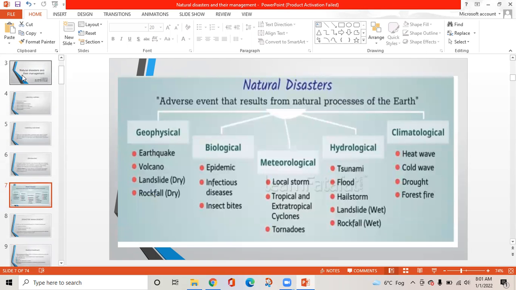This slide shows the types of natural disaster. There are geophysical, biological, meteorological, hydrological, and climatological. Earthquake, volcano, landslides, and rockfalls come under the category of geophysical. Epidemic, infectious diseases, and insect bites are under the biological disasters. Local storms, tropical and extratropical cyclones, tornadoes are under the meteorological umbrella. A tsunami, flood, hailstorm, landslide, and rockfall, if it is wet, then these are the causes of hydrological disasters. Heat waves, cold waves, drought, and forest fire are under the climatological natural disasters.